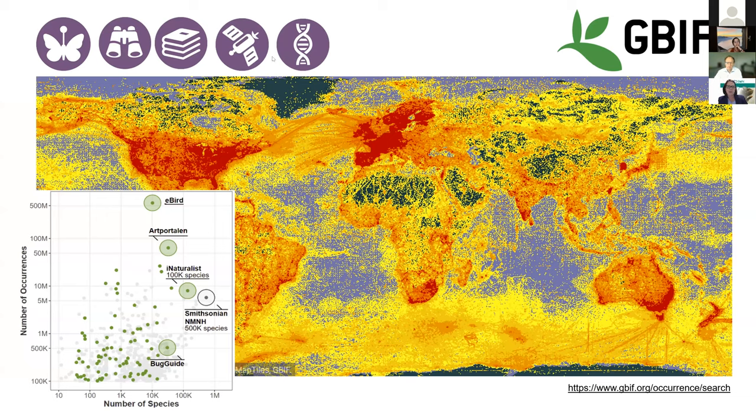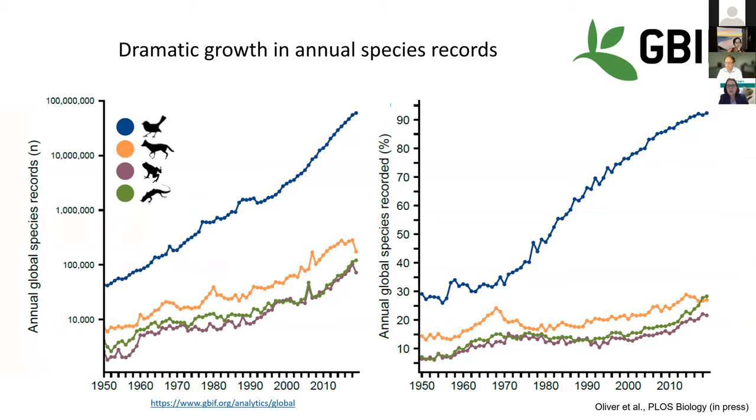So there is enormous growth in publicly accessible occurrence records, which are incredibly valuable for informing multiple indicators under the Global Biodiversity Framework. This figure shows, for example, the dramatic growth in annual species records on the left for birds, mammals, amphibians, and reptiles. So you can see that from the 1950s, there's been dramatic growth in simply raw occurrence records of species. But this is really good news. This growth doesn't necessarily represent an increase in the value of this information for biodiversity.